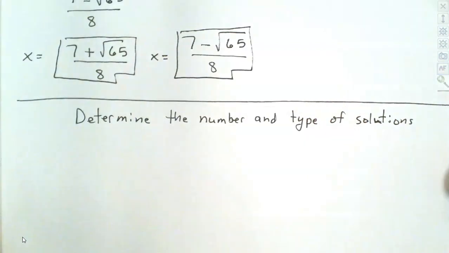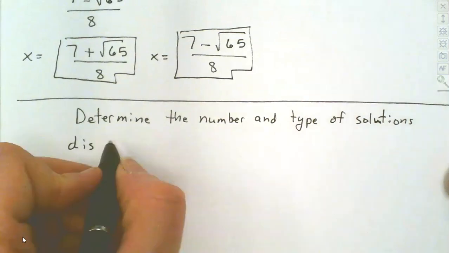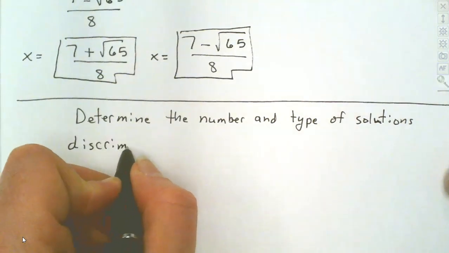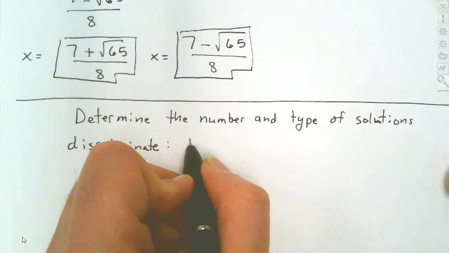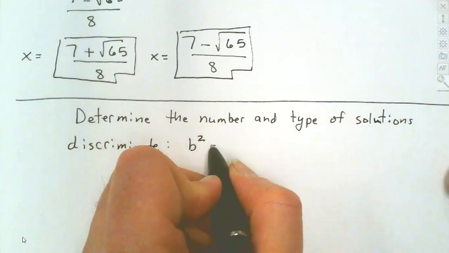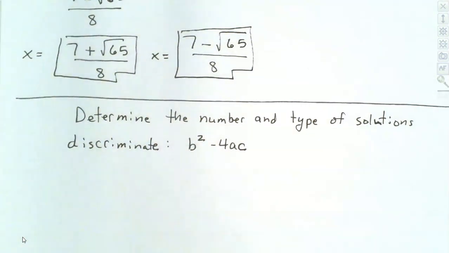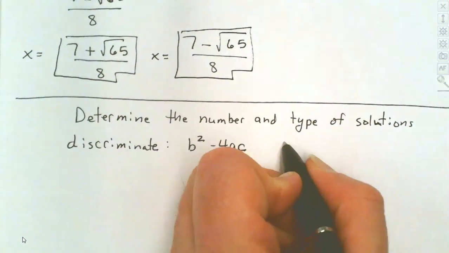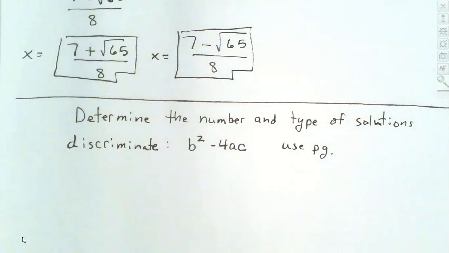And we're going to look at our discriminant. Now, what is our discriminant? Well, our discriminant, in terms of variables, is b squared minus 4ac. And we're going to use page 138 in your textbook.